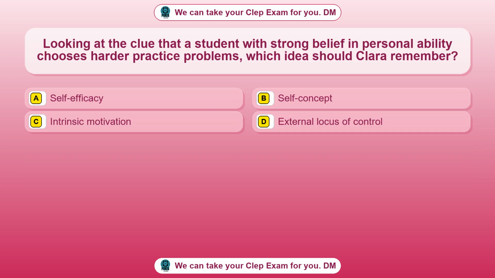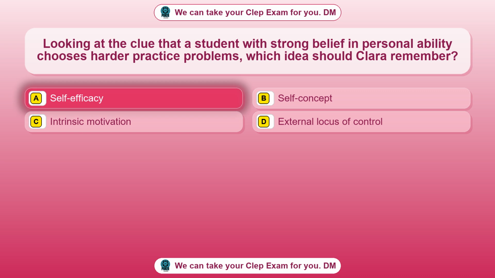Question 10. Looking at the clue that a student with strong belief in personal ability chooses harder practice problems, which idea should Clara remember? Option A, self-efficacy. Option B, self-concept. Option C, intrinsic motivation. Option D, external locus of control. The correct answer is option A, self-efficacy.